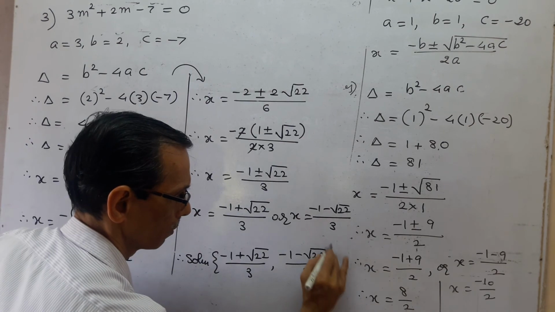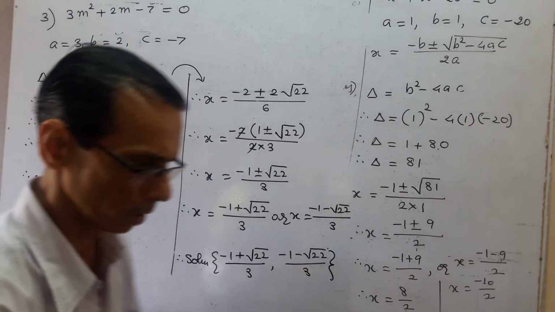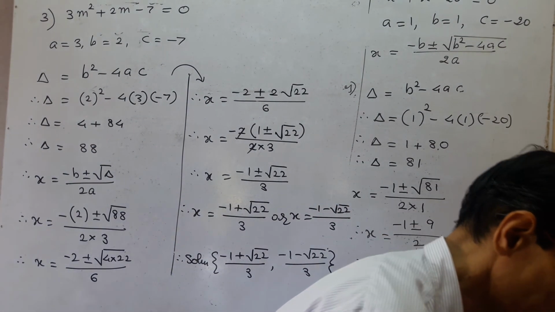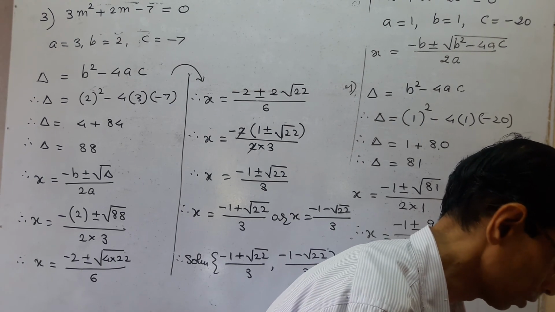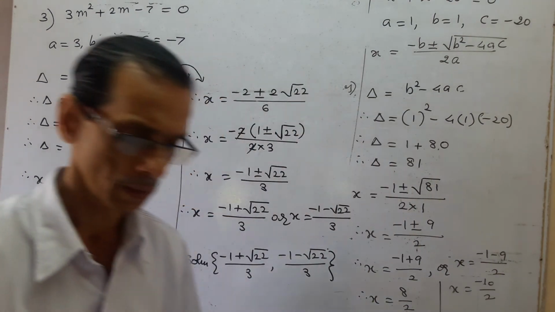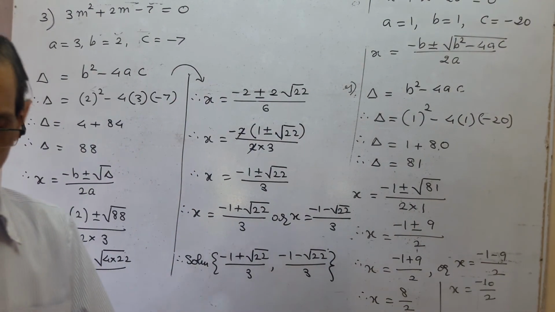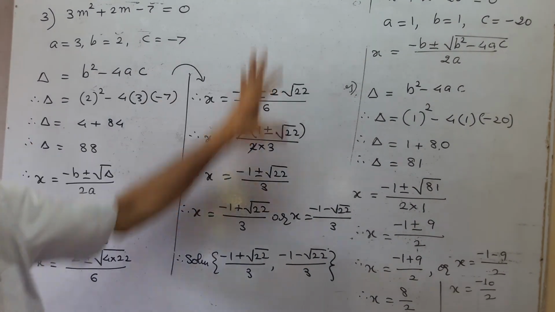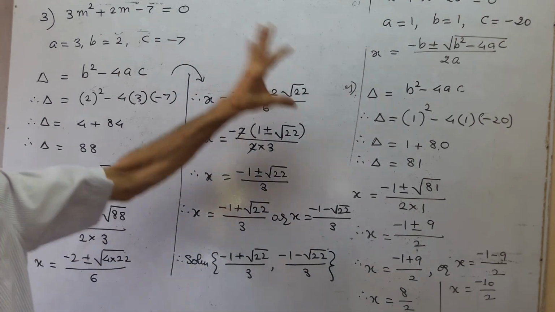And in this way you have to solve the remaining sums. So solve the remaining sums and complete problem set 2.4, and also see the sums from practice set 2.5, which are the sums based on these four methods that you solve.